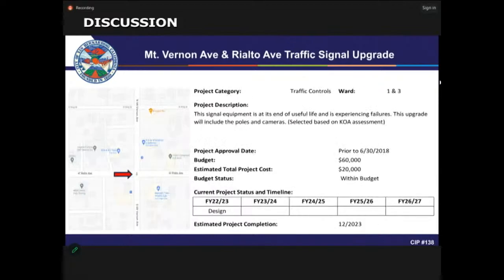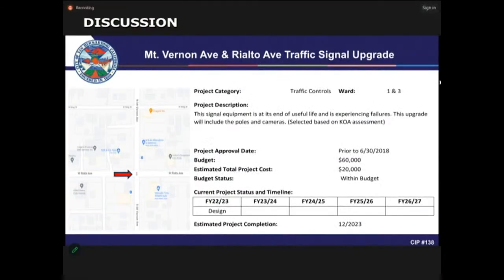Mount Vernon and Rialto is basically a design, the same as the Ninth and Medical and the Rosa and Date, but we're doing the design. We have an available budget of 60. We're estimated to do total project cost for design at 20,000. We're almost done with the design. We'll be done with the design by the end of this year. Once we finish the design, then we have to find surplus funding so we can proceed to construction.